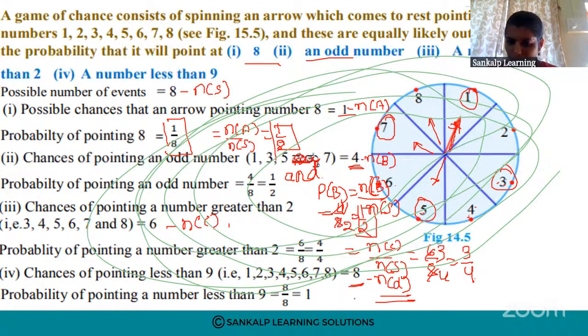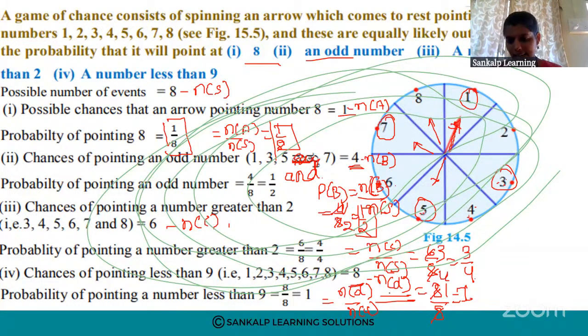Probability of pointing a number less than 9 is n of D divided by n of S. That is the number of favorable outcomes divided by the total number of outcomes. 8 divided by 8. 8 ones are 8. Therefore, you will get 1. 1 is the probability of pointing a number less than 9. Okay. Next.